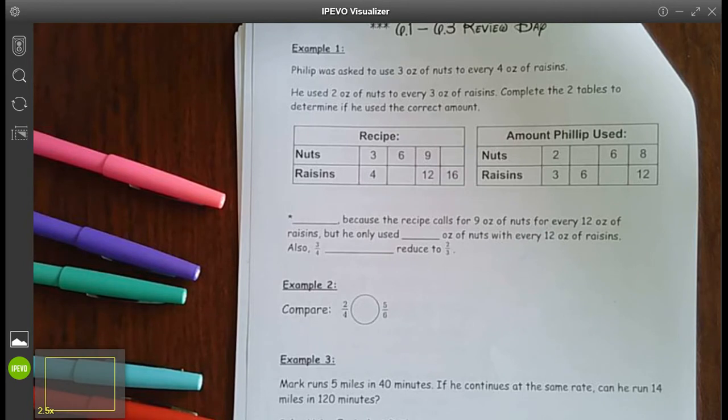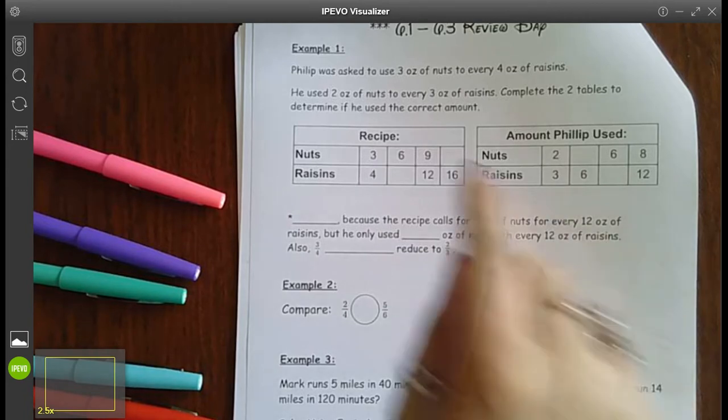So first off, for example 1, it says, Philip was asked to use 3 ounces of nuts to every 4 ounces of raisins. He used 2 ounces of nuts to every 3 ounces of raisins. Complete the 2 tables to determine if he used the correct amount. Because sometimes you double or triple or cut in half recipes. So you need to know, did I do it correctly?